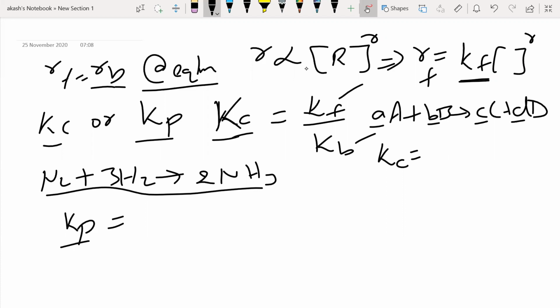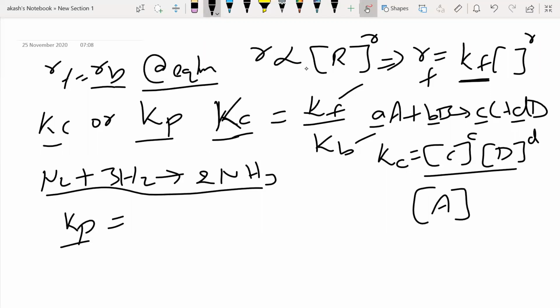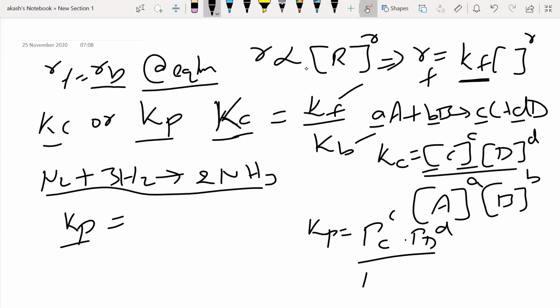Very simple. What are the products? C and D are the products. So concentration of C to the power of small c, concentration of D to the power small d, divided by concentration of A to the power a into concentration of B to the power b. Now if it was Kp for this reaction, if all of them were gases, instead of concentration I will just write Pc power c, Pd power d divided by Pa power a into Pb power b. That's it. Very, very simple.